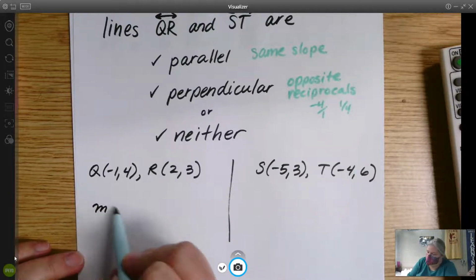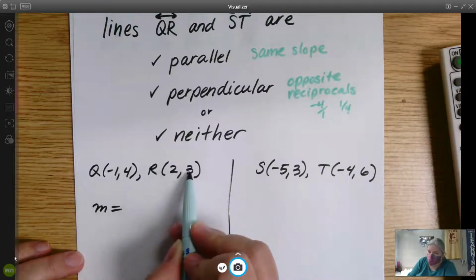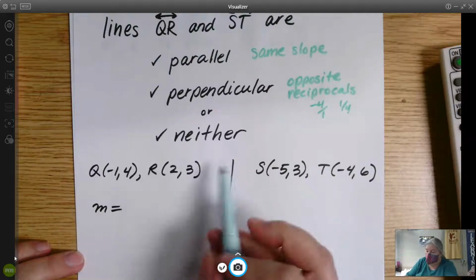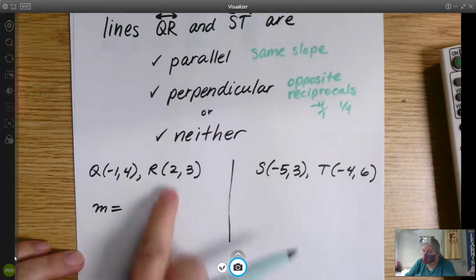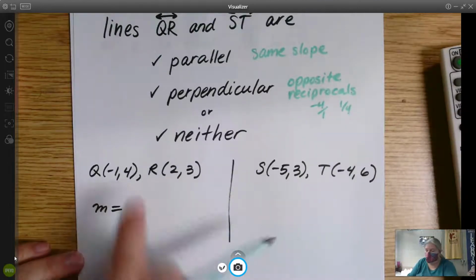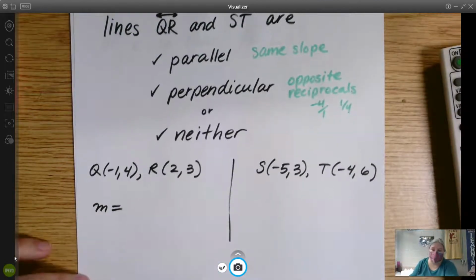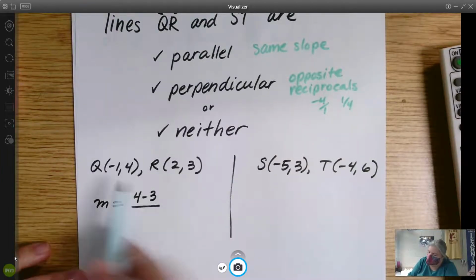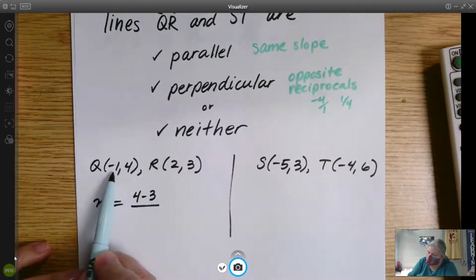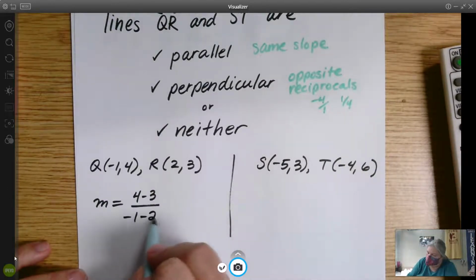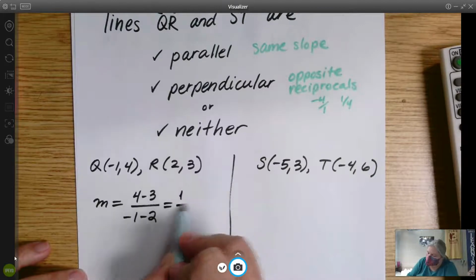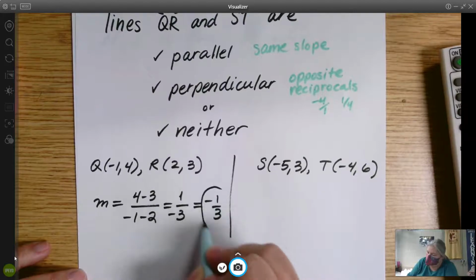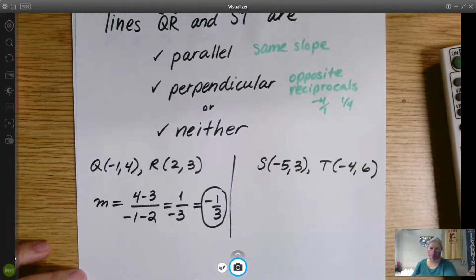Meaning, if I want the slope of this line, I could do 4 minus 3 first, and then I'd have to subtract negative 1 minus 2. Or I could do 3 minus 4 first, as long as I did 2 minus negative 1. Whichever way you go for the y's, you have to go the same direction for the x's. So let's do 4 minus 3. I went from left to right, so I'm going to do that for the x's, negative 1 minus 2. That's positive 1 on top, negative 3 on the bottom. In other words, that's negative 1/3. So I have a slope of negative 1/3 here.